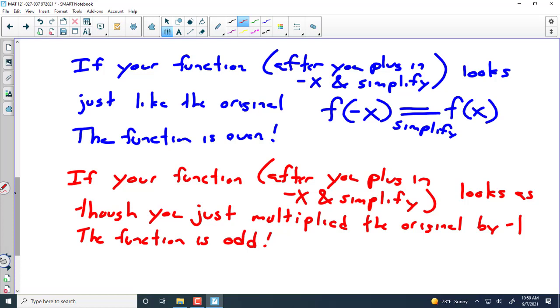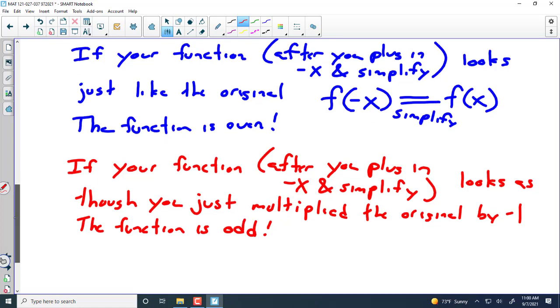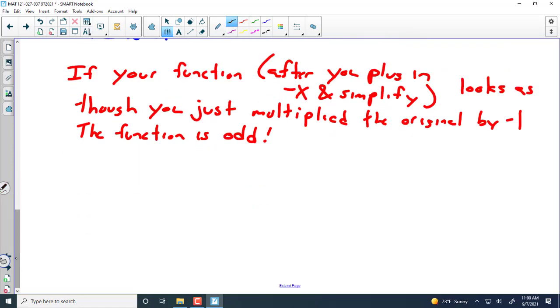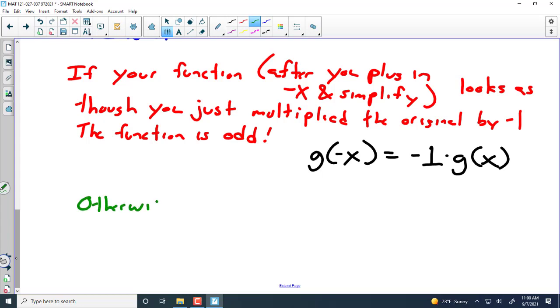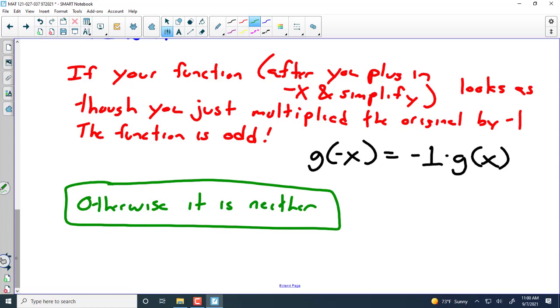But if after you plug in the negative x and simplify, and you're looking at your new function, and it looks like someone just took the original function and multiplied every term by negative 1, or multiplied the entire function by negative 1, that's how you know it's odd. If it looks like someone just swept through with a negative sign. And if neither of those things happen, it's neither. It's either even or odd.